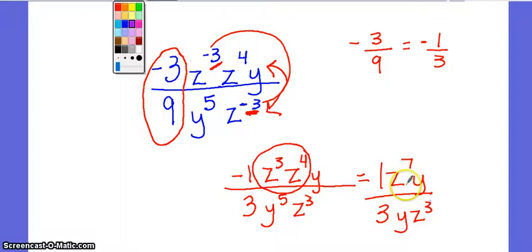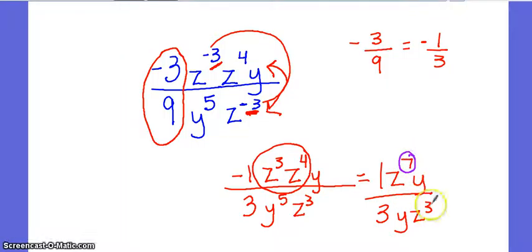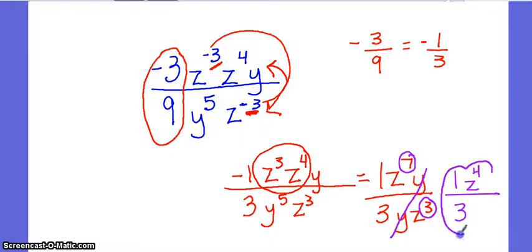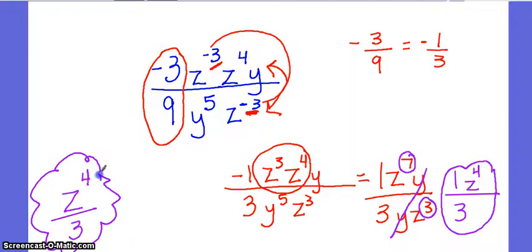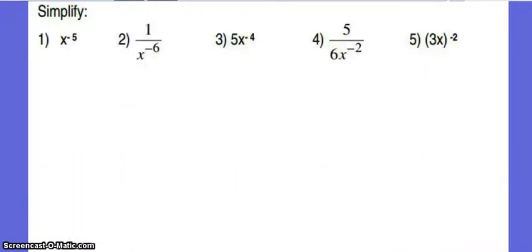Now you take this to the next level, which is reducing what you can. If this is z to the 7th and this is z to the 3rd, what are you going to have left? You're going to have a positive z to the 4th. This is y divided by y, which means it cancels out completely. So you are left with 1 z^4 over 3. Another way to write it would be z to the 4th over 3. This would be your final answer. Okay, so let me show you a few more.